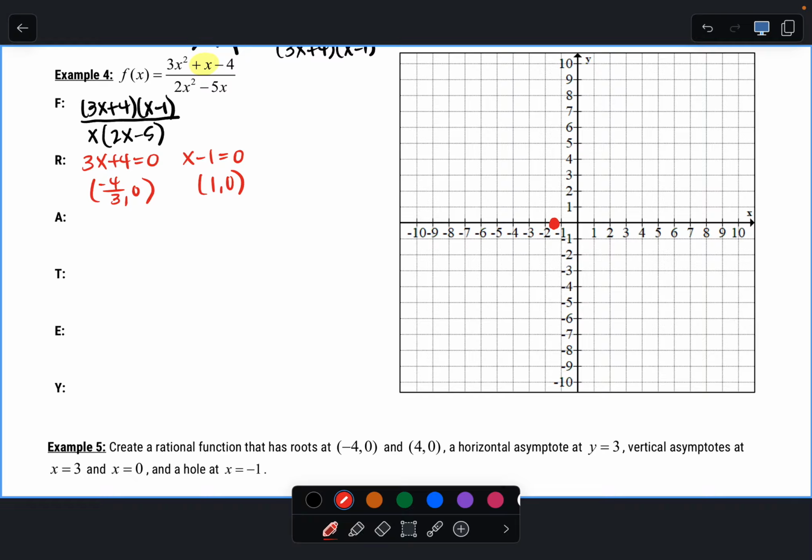And then when I have 1 comma 0, that will go directly on the point. I have two vertical asymptotes. Those are coming from the denominator. So I'm going to have x equals 0, which we don't have to do anything for. It's already solved. And then I'm going to have 2x minus 5 is equal to 0. So that's going to give me x equals 5 over 2.